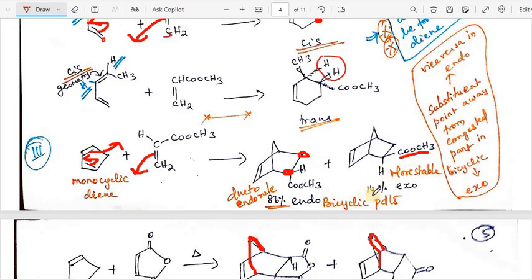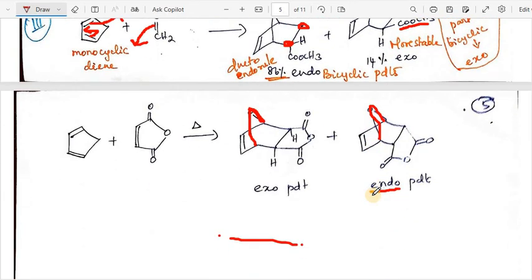Even though there is a formation of endo and exo, one will be the more stable one. Here also there is a formation of two types of products, exo and endo. Endo will be more stable because the substituent will point away from the congested part, where two rings are there. See here, this is one ring and this is one ring, bicyclic. Here also there is another ring. This ring will point away from these two rings.